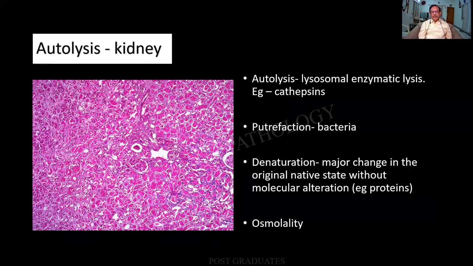Again, we will not be able to say that it is a kidney at all. Maybe some amount of the glomerulus over here I can make out by the outline, but it is a futile effort. There is some amount of eosinophilia. I should not call it thyroidization. So autolysis can be because of the lysosomal enzymes within, such as cathepsins. Putrefaction by the bacteria. Denaturation, major change in the original native state without any molecular alteration. And osmolality. So sometimes when it is changed, there can be increased permeation or decreased permeation, leading to either shrinkage or rupture of the cell.